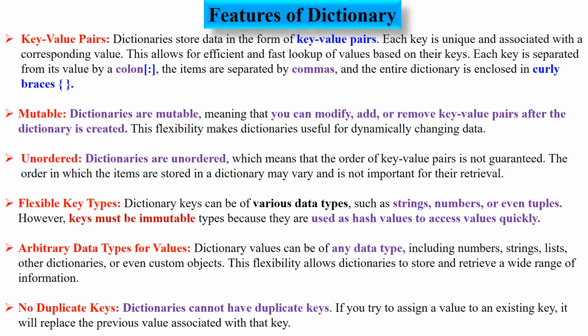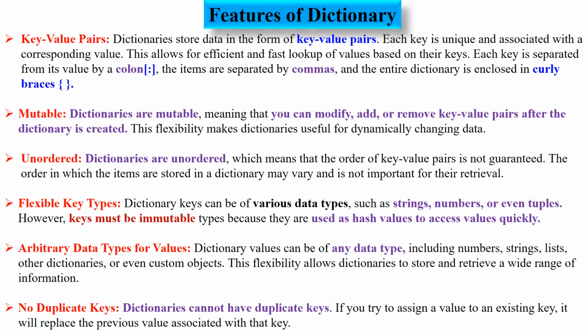Let's learn about the features of dictionary. Key-value pairs. Dictionaries store data in the form of key-value pairs. Each key is unique and associated with a corresponding value. This allows for efficient and fast lookup of values based on their keys. Each key is separated from its value by a colon, the items are separated by commas, and the entire dictionary is enclosed in curly braces.